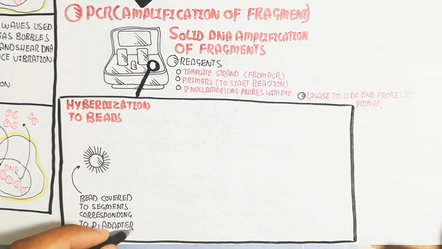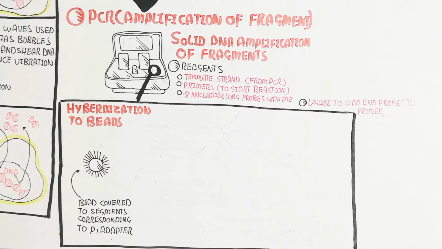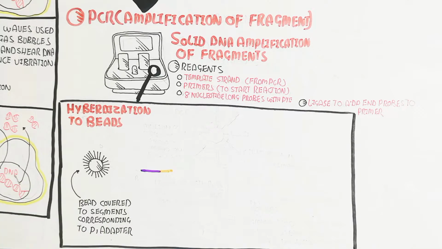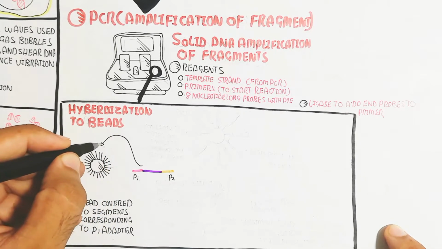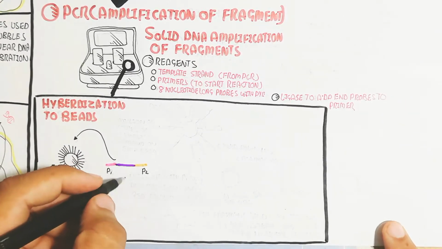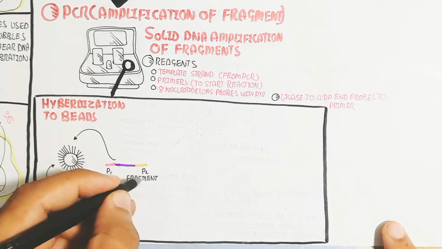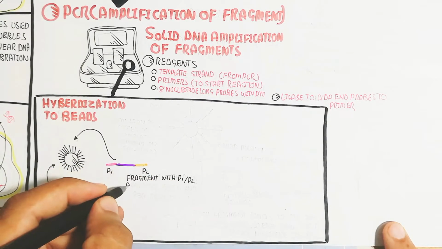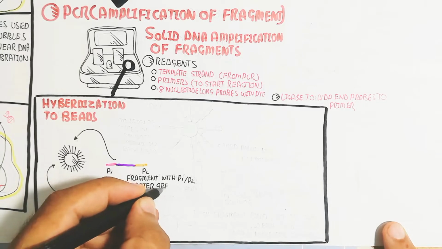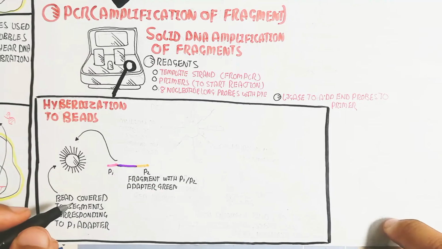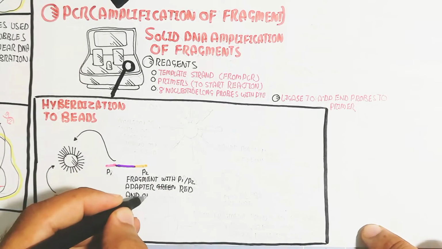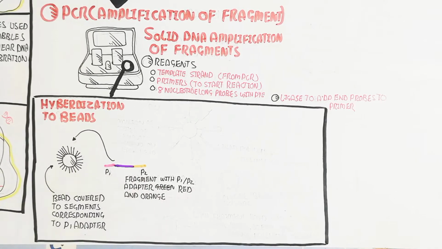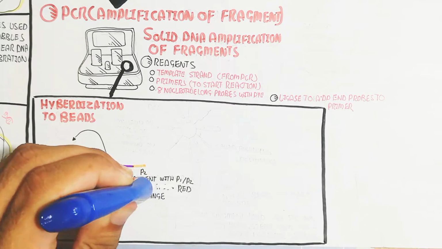So the bead covers the segment corresponding to the P1 adapter. I am not drawing it here, but remember the P1 adapter is attached to a bead. So after this, the segment through the 5' side can bind. Remember, after the binding, each fragment binds to its own bead. So each bead has a unique nucleotide sequence.